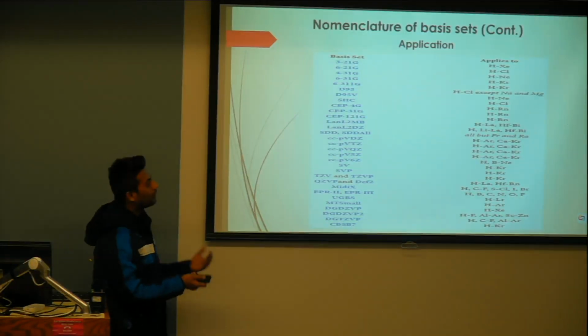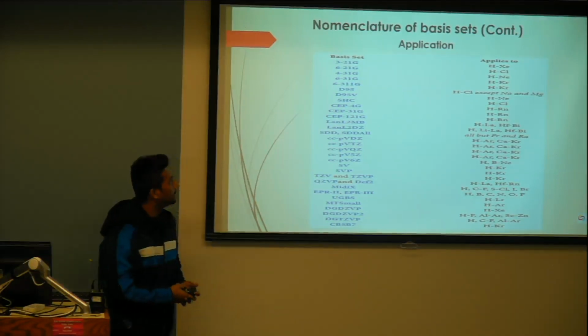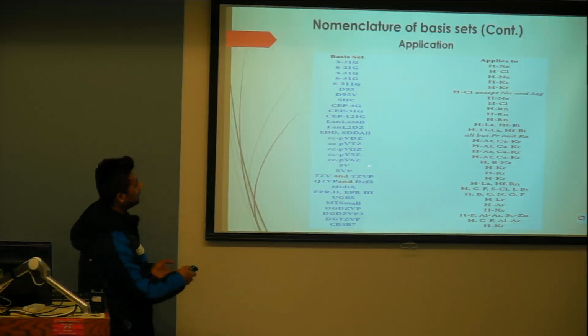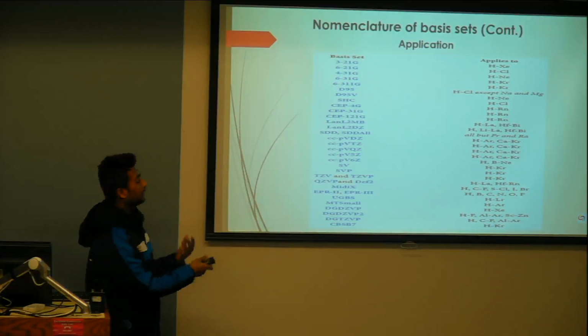So there are also some other basis sets. I don't want to discuss them now. But what are the applications where we can apply these basis sets? So you see this chart. The Slater type, I say, is the most common. It has been used for the very light, small molecules.